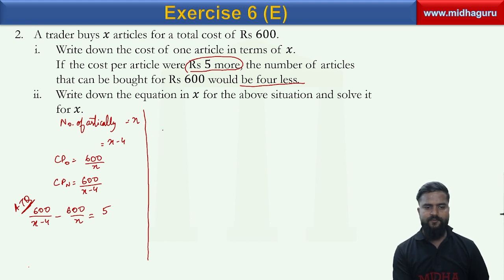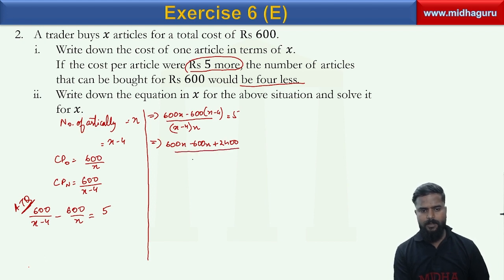So taking x minus 4 into x as the LCM, we get 600x minus 600 into x minus 4, over x minus 4 into x, is equal to 5. So we have 600x minus 600x, this becomes plus 2400 since it is minus 4, by x square minus 4x is equal to 5. So 600x and 600x get cancelled out and we can get 5 into 2400, 480 times. Taking x square minus 4x there, we get x square minus 4x is equal to 480.